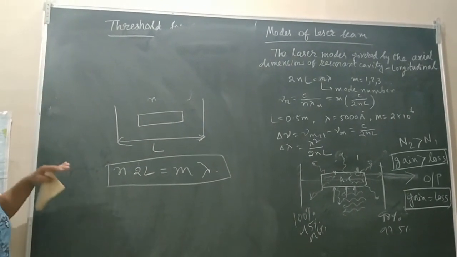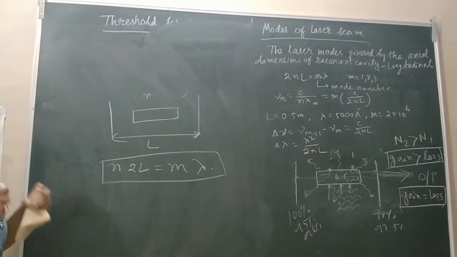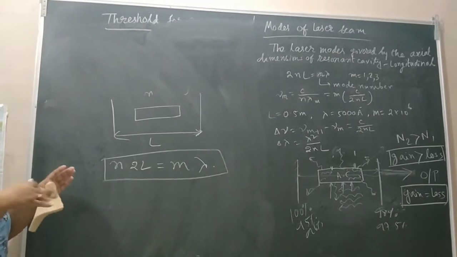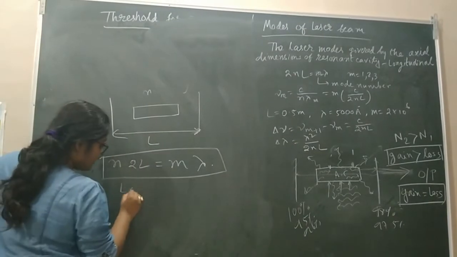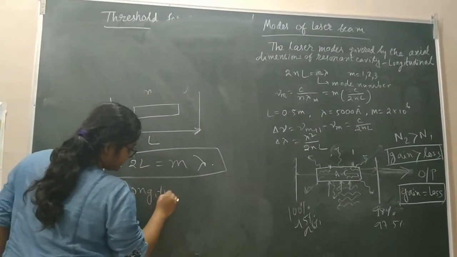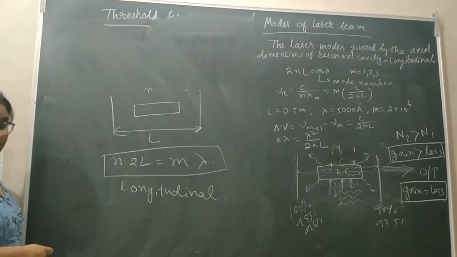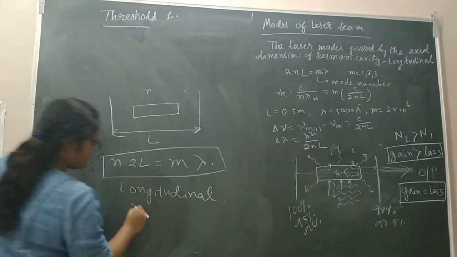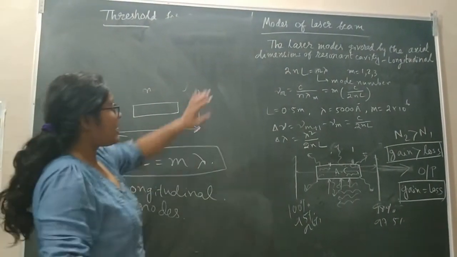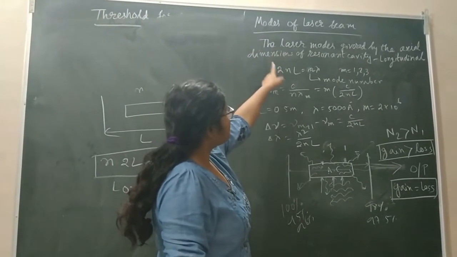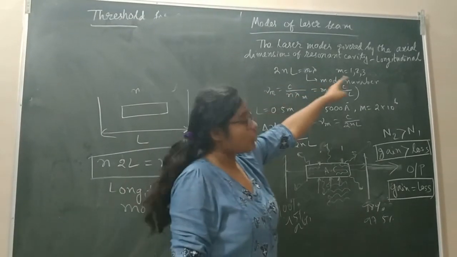Those modes which are satisfying the condition for constructive interference, only those modes can amplify. Otherwise, those modes which destructively interfere with each other will attenuate and will not contribute to the laser. Now, these modes are called longitudinal modes, because these modes we are taking along the length of the laser cavity, okay. So these modes are called the longitudinal modes and m is the mode number. So we can have a look at the definition: the laser modes governed by the axial dimension of the resonant cavity are longitudinal modes.